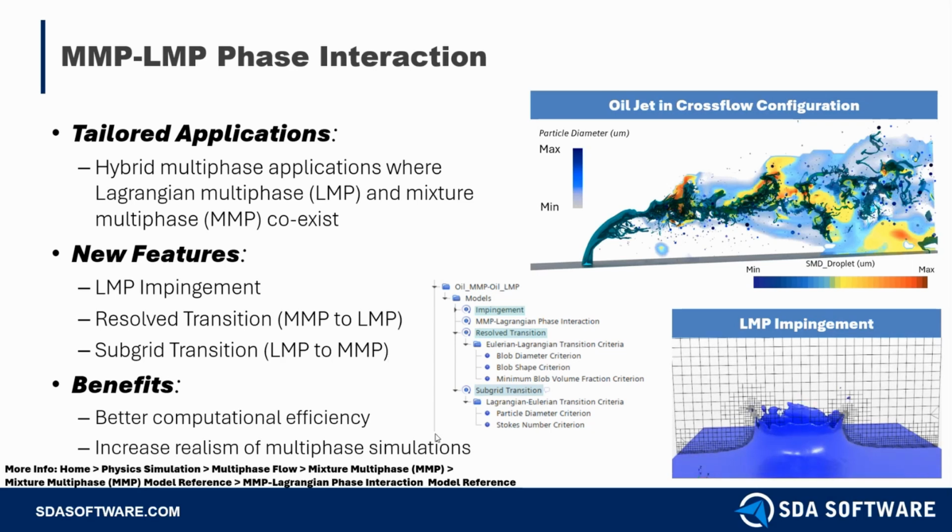We can see that the LMP particle is immersed into the bulk fluid when the LMP particle impinges the free surface, considering the droplet and the bulk fluid are the same fluid. Then we look at the resolved transition model. That model specifically enables the transition from MMP blobs to LMP particles when a certain diameter or other criterion is met. And on the other hand, we have the subgrid transition model, which does the opposite. That model allows the transition from LMP particles to dispersed MMP when the particle diameter or the Stokes number is small enough.